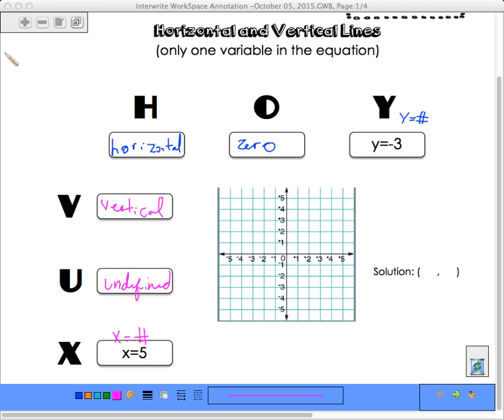Okay, so let's graph these. Our horizontal line, horizontal, like horizon, goes across where y is -3. So I go to where y is -3, and I draw a line straight across. Then I go to where x equals 5. I know that x equals just a number is a vertical line, straight up and down. And hopefully yours is better than mine. Nope, that was sloppy.